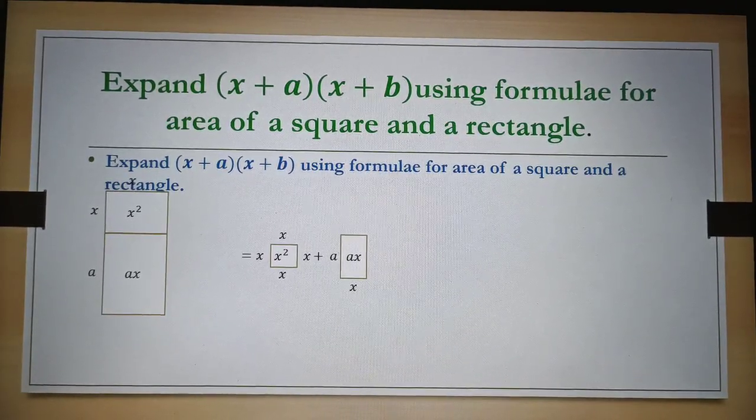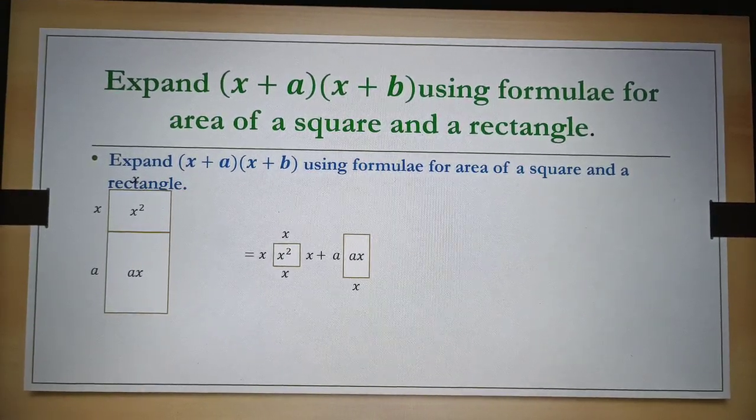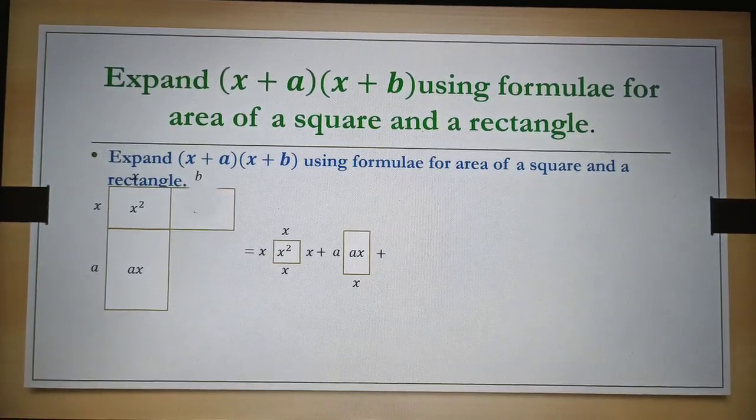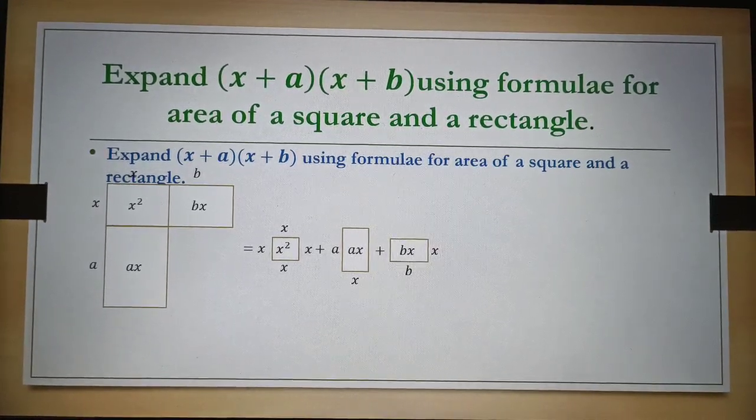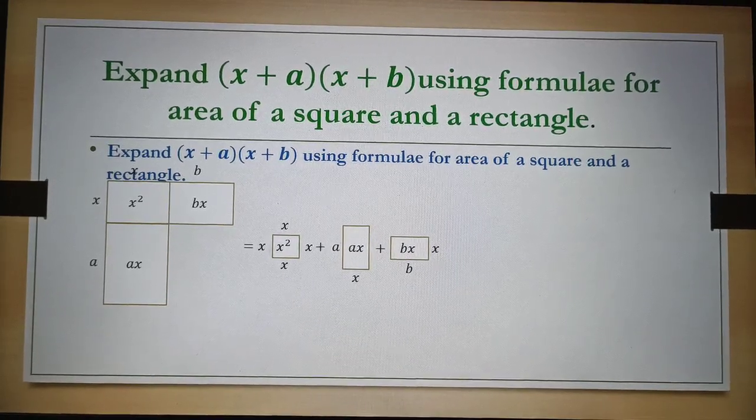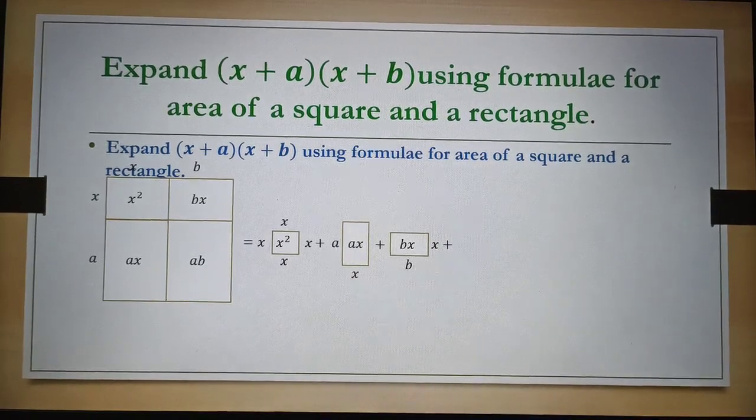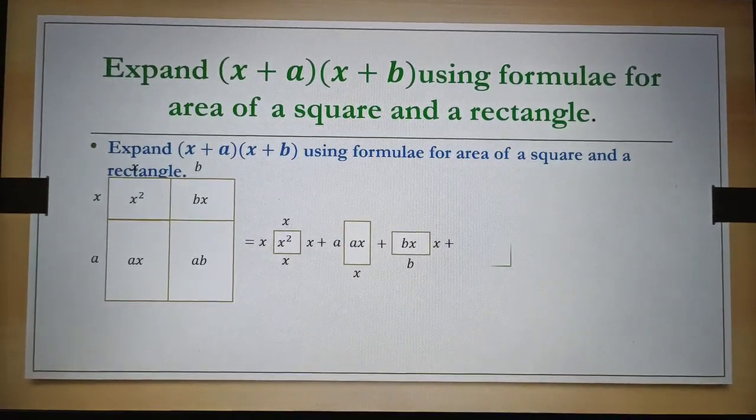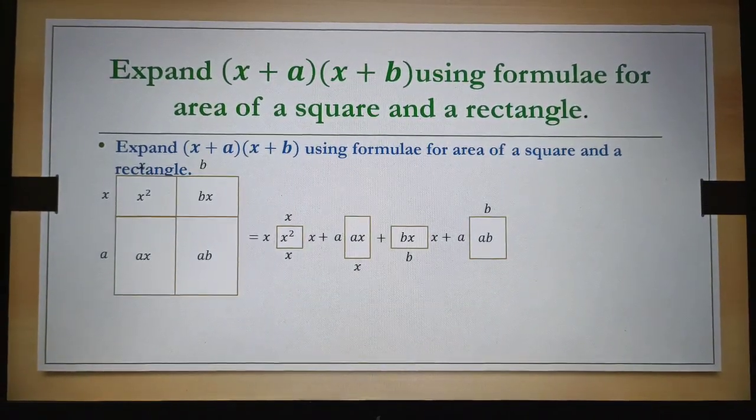So here length is a and breadth is b. So the next figure is a rectangle. This is also a rectangle, we know that length is equal to b and breadth is equal to x. Next we have to add the next figure. This figure belongs to rectangle. So that means here length is equal to a and breadth is equal to b.